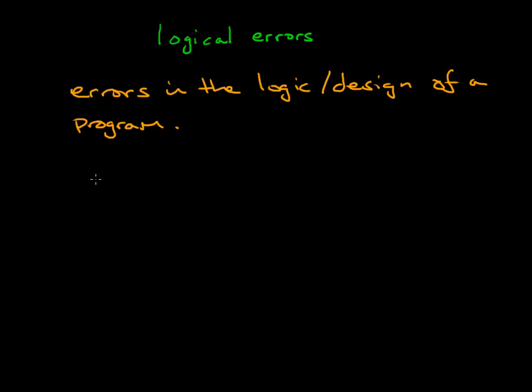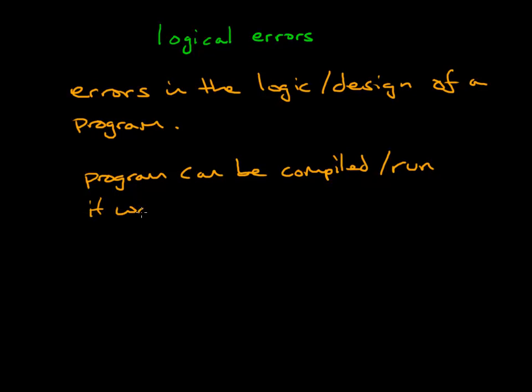So syntax errors will stop your program from being compiled or translated. However, with a logic error, the program can be translated or compiled, and it can be run or executed. So the program will actually be able to do something. However, it won't do what was intended.